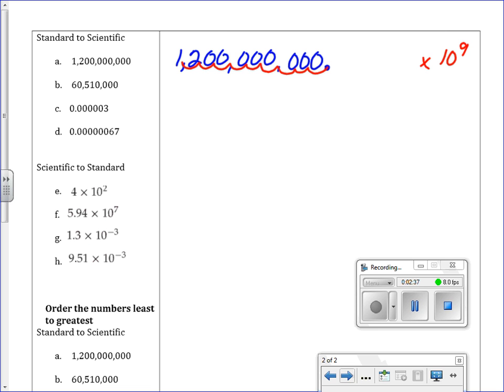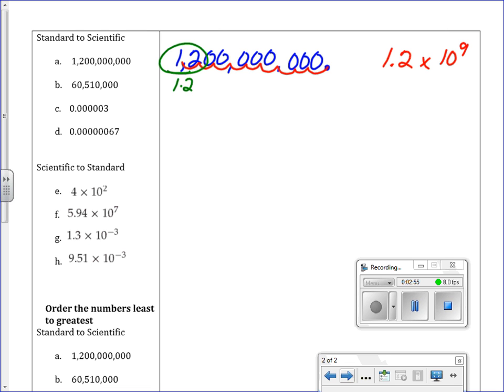So now I need to multiply it by the decimal that I've created. The decimal I created is 1.2. So I'm going to say 1.2 times 10 to the 9th. I've been able to take a number that's in standard form and put it into scientific notation.